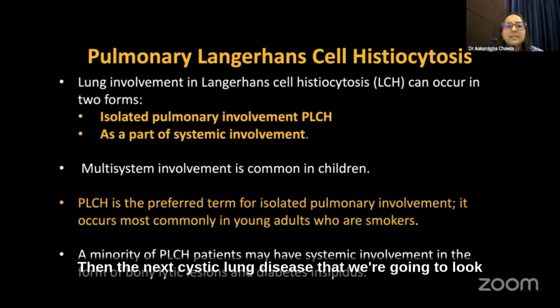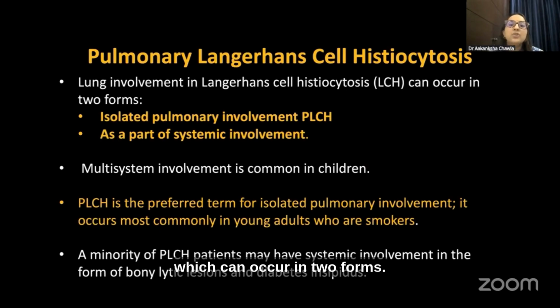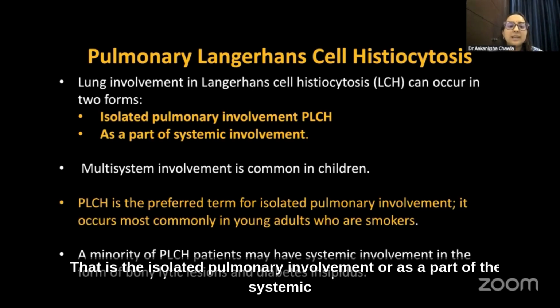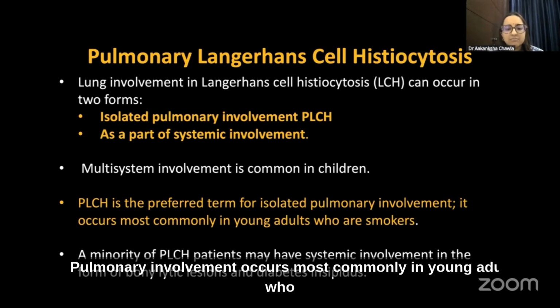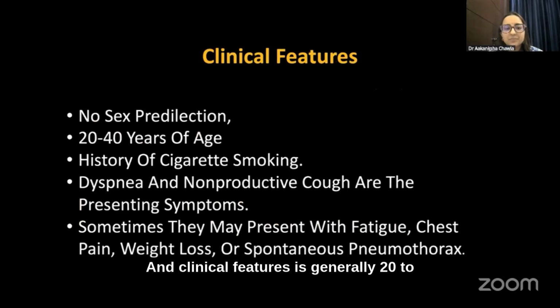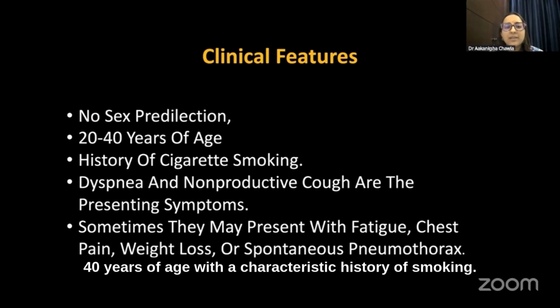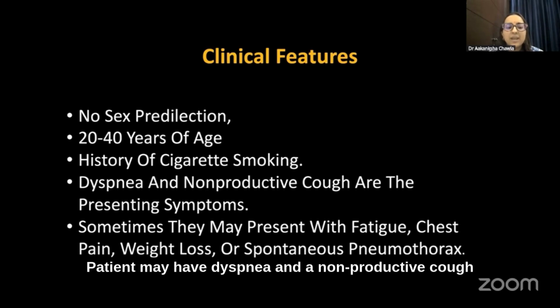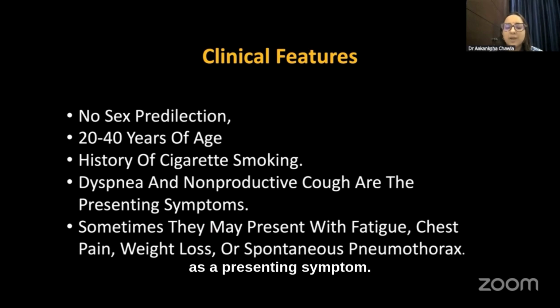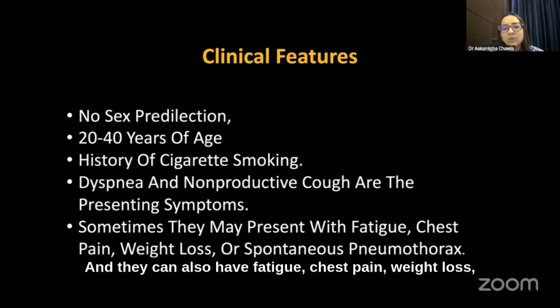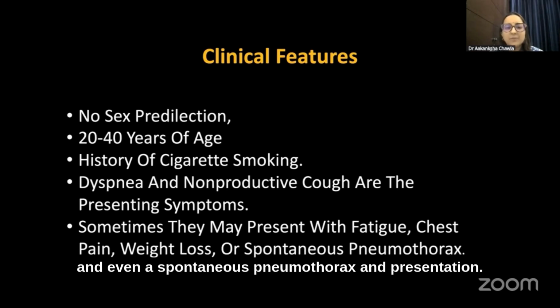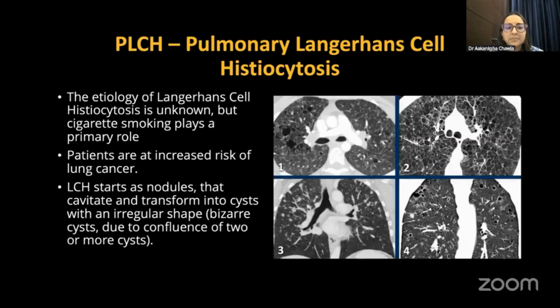Then the next cystic lung disease that we're going to look at today is the pulmonary Langerhans cell histiocytosis, which can occur in two forms, that is the isolated pulmonary involvement or as a part of the systemic involvement. Pulmonary involvement occurs most commonly in young adults who are smokers. Clinical features: generally 20 to 40 years of age with the characteristic history of smoking. Patients may have dyspnea and a non-productive cough as a presenting symptom, and they can also have fatigue, chest pain, weight loss, and even a spontaneous pneumothorax on presentation.